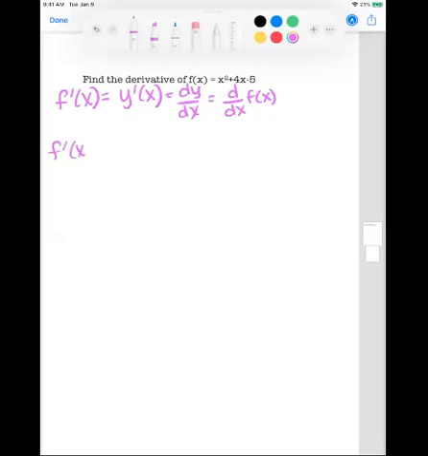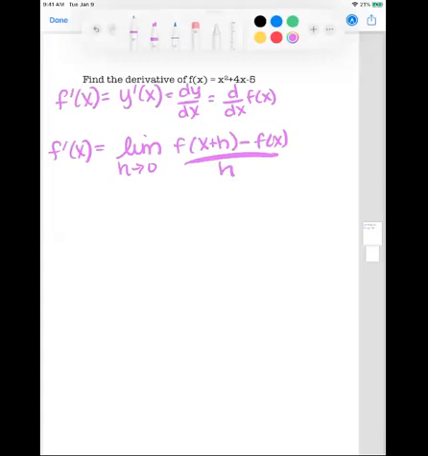So our derivative f prime of x equals the limit as h approaches 0 of the difference quotient, so f of x plus h minus f of x all over h. And we talked about this in the last lesson. That comes from finding the slope of the tangent line at any given point x.